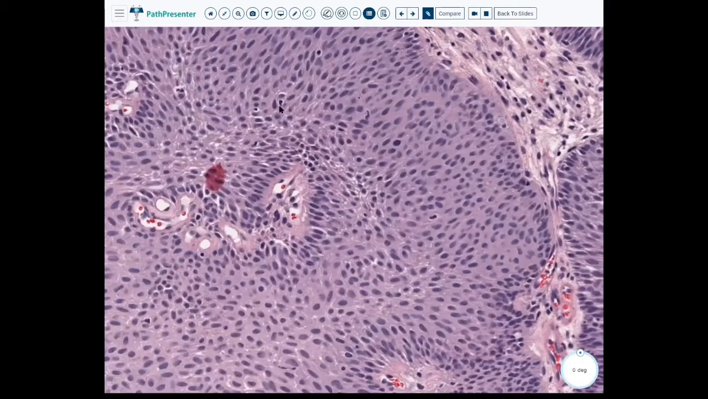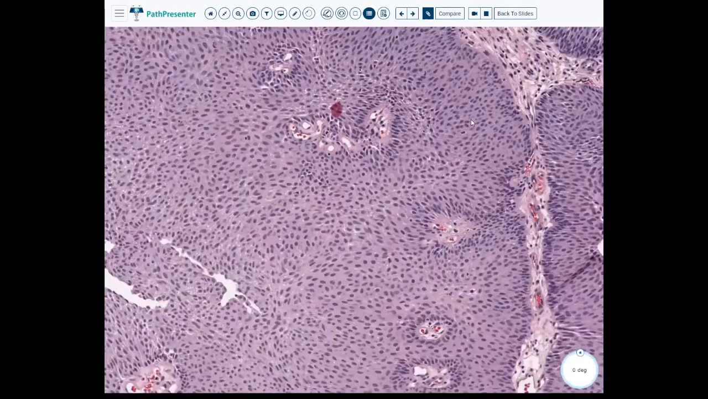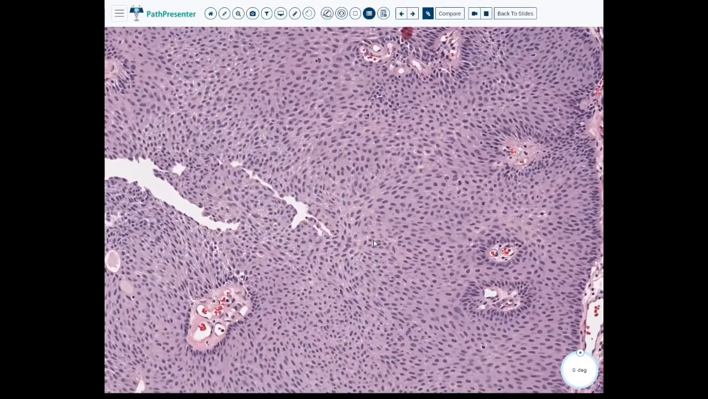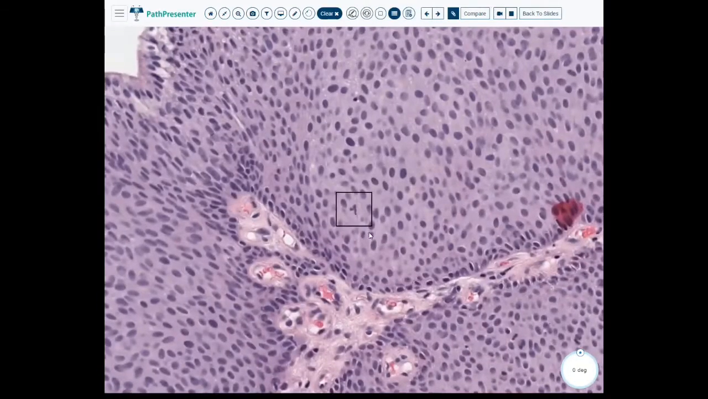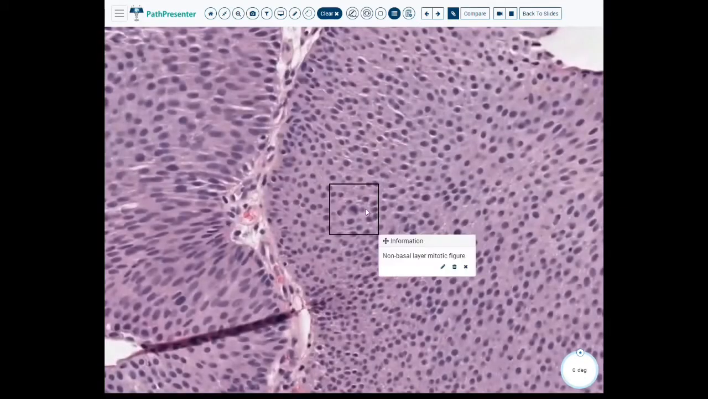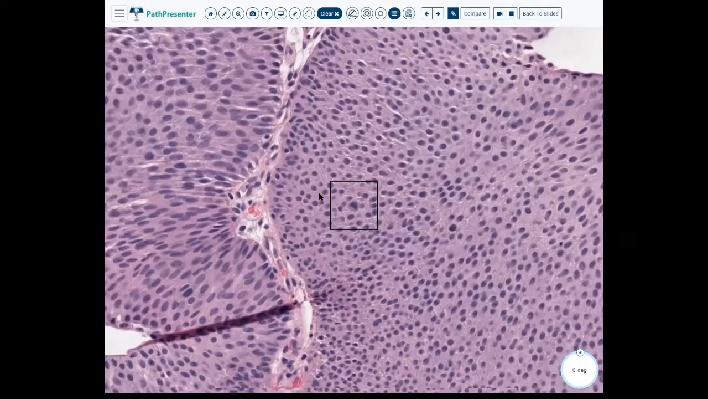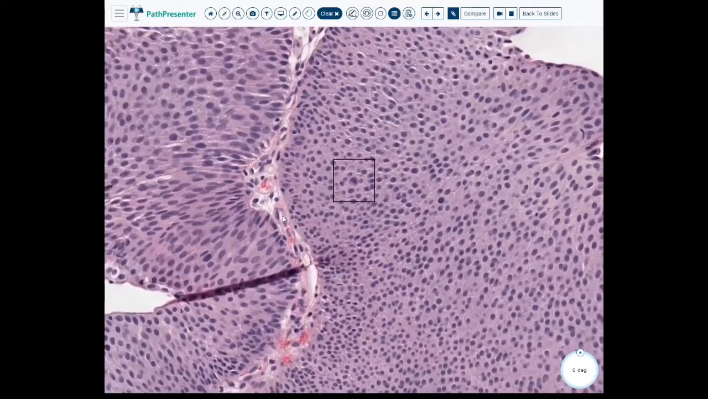There's a little bit of pleomorphism. And with this case, I had spent some time looking at it, so I annotated some mitotic figures. Don't remember how many I annotated though. But again, we see that there's some pleomorphism, there's some hyperchromasia seen, and this is non-basal. So non-basal, this one looks more atypical. Again, it's not a basal layer. Okay, I guess I only did 2 on this one.